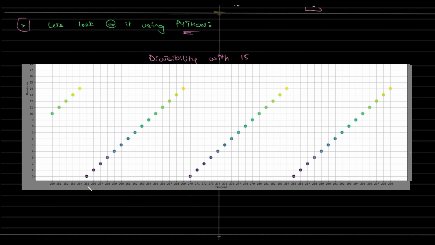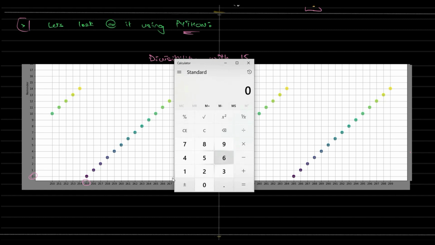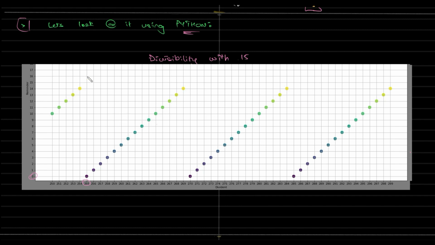Now when we divide 250 with 15, I get a remainder of 10. If I divide 255 with 15, I get a remainder of 0. Let's verify this. Clear it. 255 divided by 15, it is divisible. That's why you're getting a proper number. Any other number like 262 divided by 15? Clearly not. The remainder is clearly not equal to 0. So the programming looks to be good.